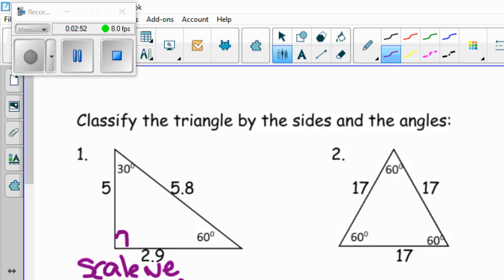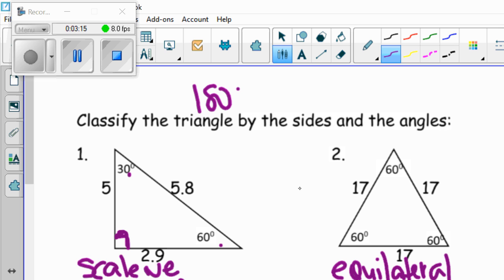And I know that this is 90 because remember that all 3 have to add up to equal 180. I have 60 plus 30 is 90. 180 minus 90 gives me 90. All right, number 2, let's look at it. I have all 3 of my sides are labeled 17 and all 3 of my angles are labeled 60 degrees. So this is an equilateral because all the sides are the same. All the angles are the same, so equiangular triangle.